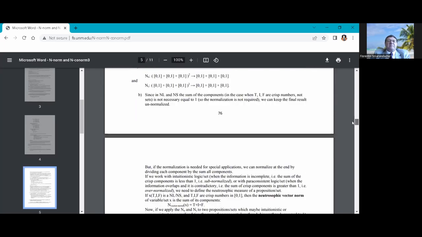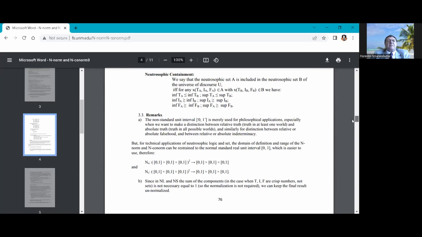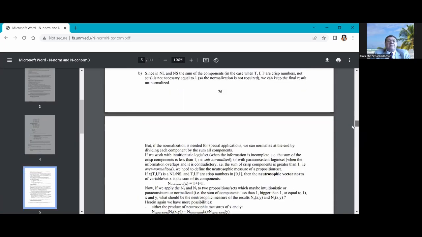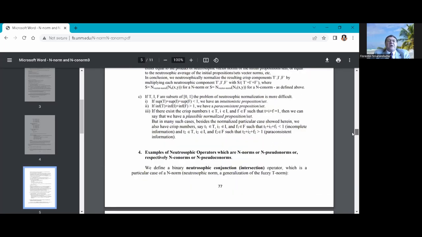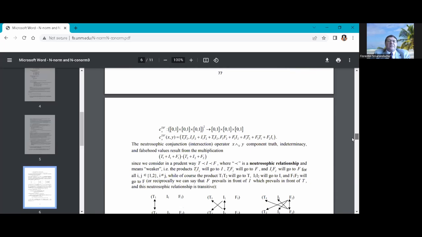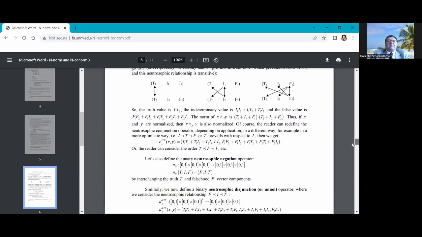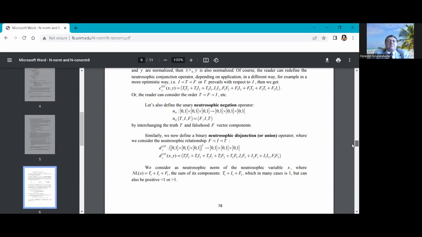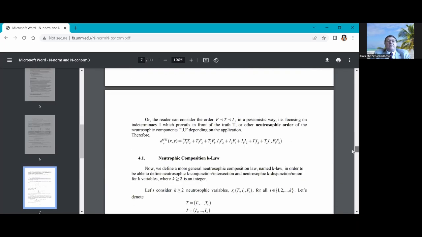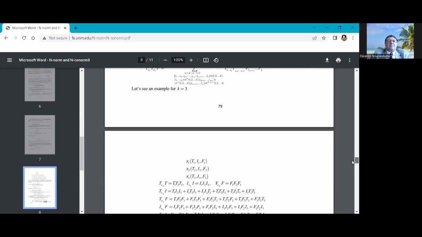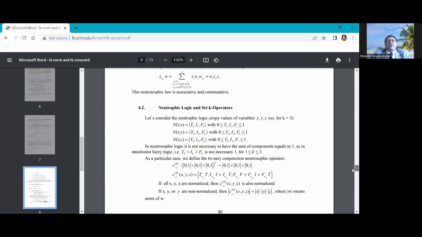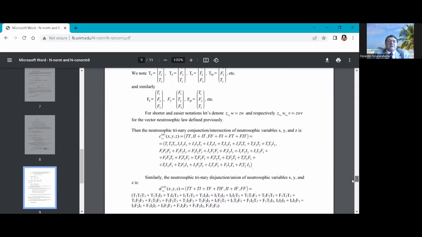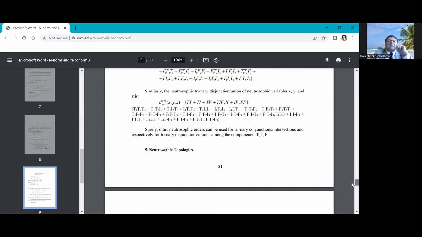we have conjunction of truth and union and intersection and union of falsehood and indeterminacy.